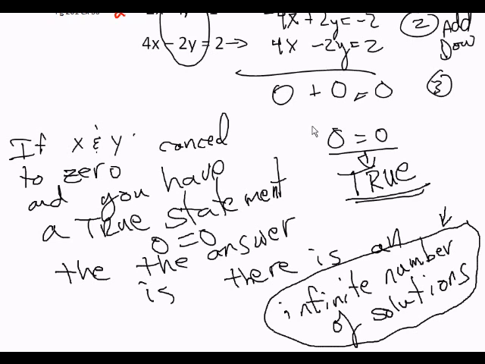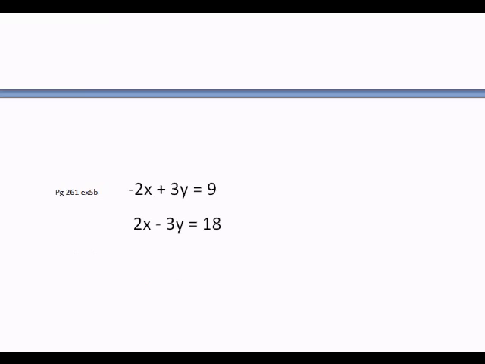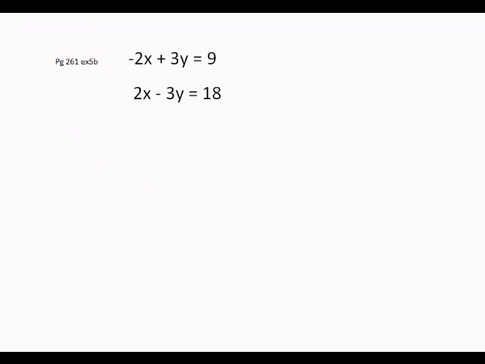And we looked at those two lines that were on top of each other. These are two lines that are on top of each other. There's an infinite number of solutions. If the x's and y's cancel out and you get a true statement like this, then the answer is there is an infinite number of solutions. So you actually have to write there's an infinite number of solutions.